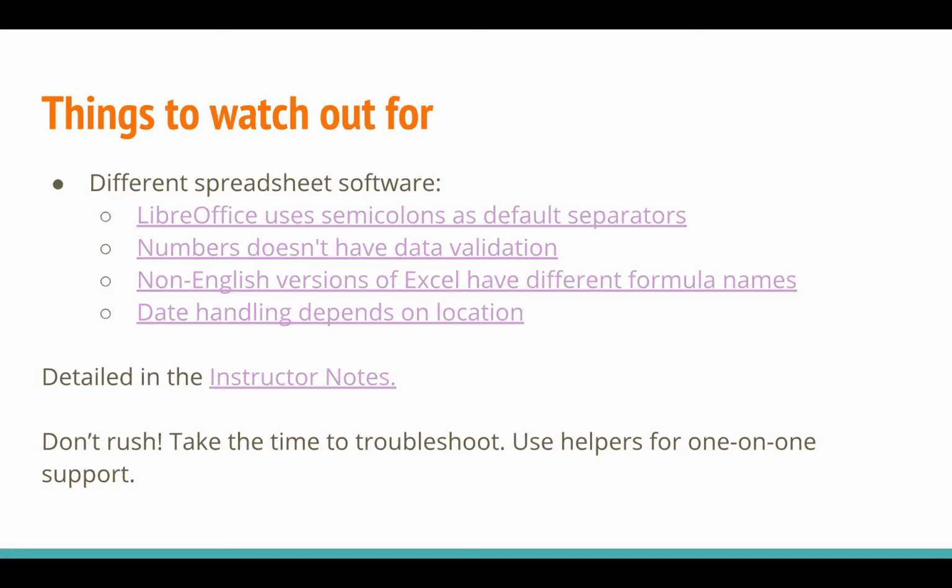There are many details about this in the instructor notes, but the point of all of this is not to list a lot of specific issues, but to remind you to not rush, take the time to troubleshoot with your learners. This is, again, the first lesson in the workshop, and making sure that your learners stay on track and are able to engage in all of the activities is really valuable at this point for their continued engagement throughout the rest of the workshop.